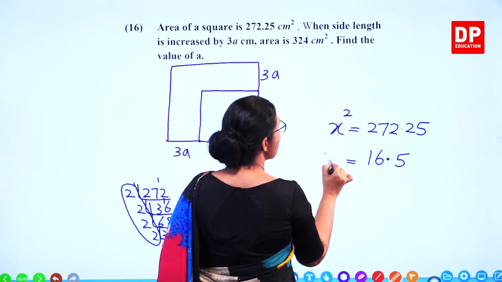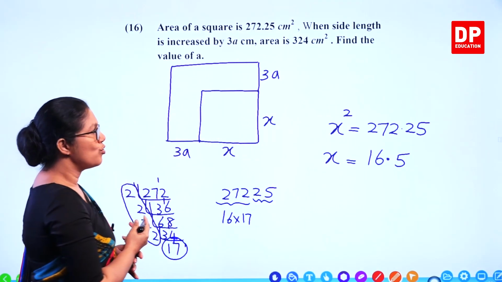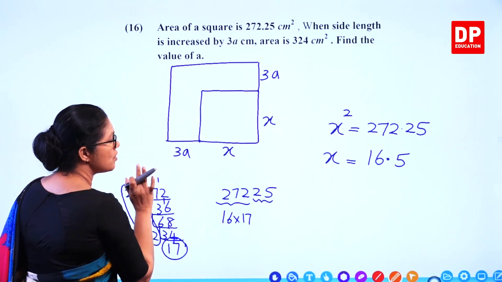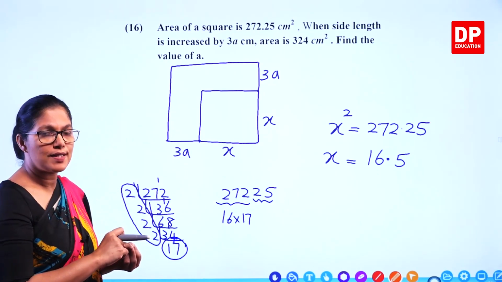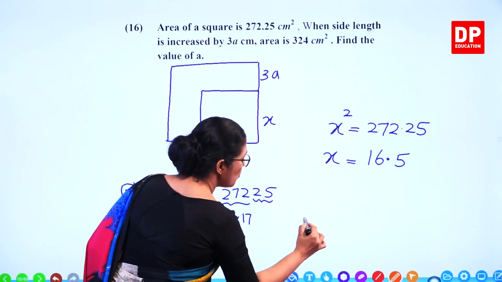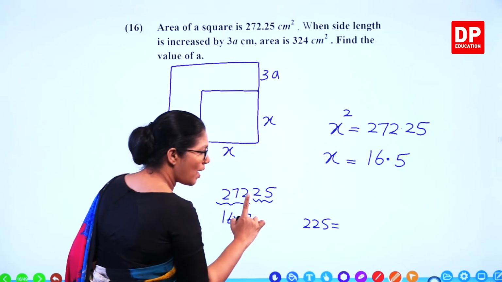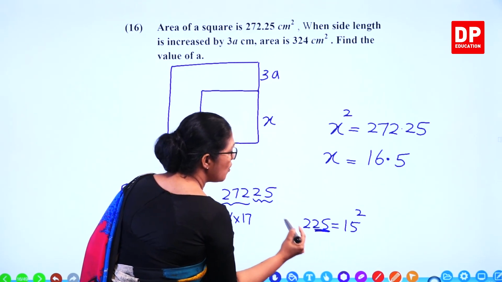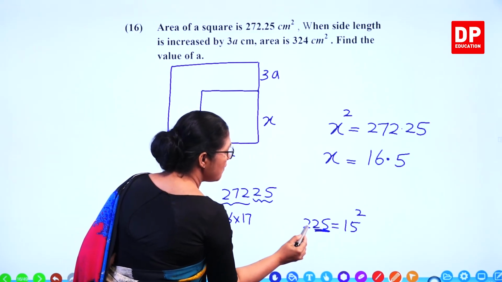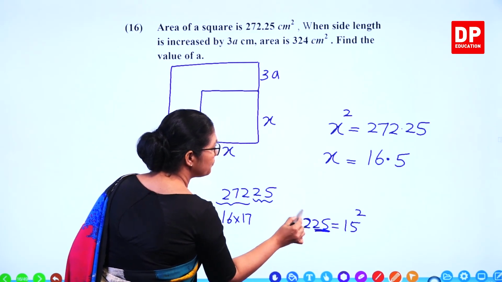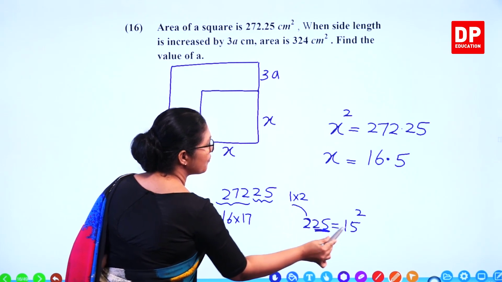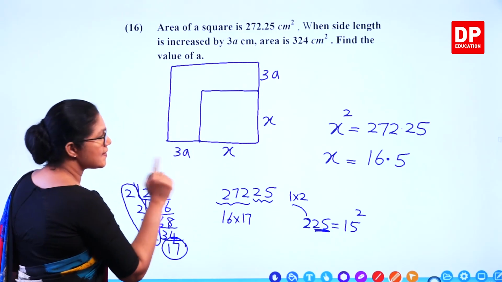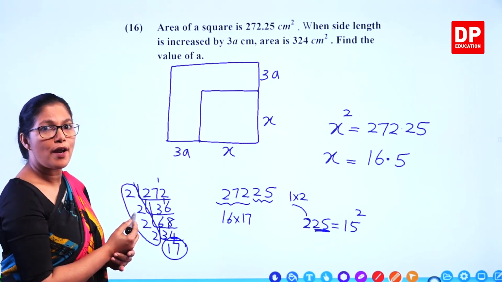So when you take the square root of this, you get 16.5. Is that okay? So you take the whole number. The trick is you don't think about the last 2 digits. 272 is 16 times 17. So take another one. 225 is 15 squared now. That means when you ignore 25, 2 means 1 times 2. Then you get the lower number as this digit. So lower number should be 16 there. So 16.5 is the square root value.